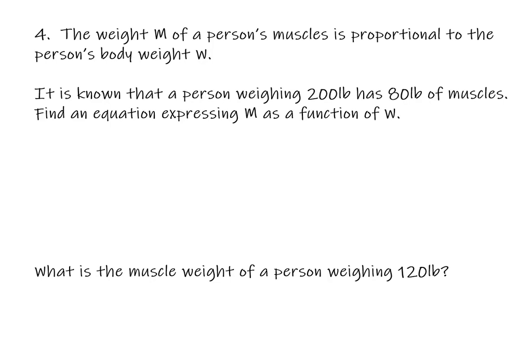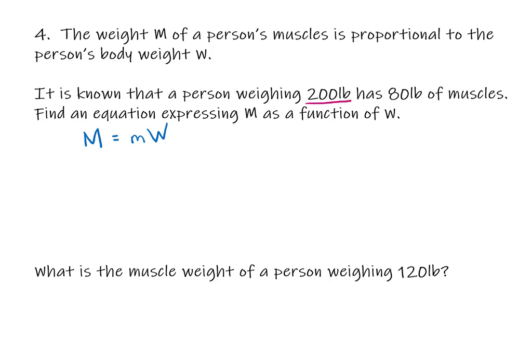Let's look at the first part of the problem. It is known that a person weighing 200 pounds has 80 pounds of muscles. Find an equation expressing M as a function of W. That means that M is going to be isolated on one side, and then the mathematical expression is going to have the W as its variable. So let's go ahead and write that. I would say capital M for muscles is a function of W, and we're going to have our slope multiplied by that weight. And in order to figure this out, we want to put in the information.